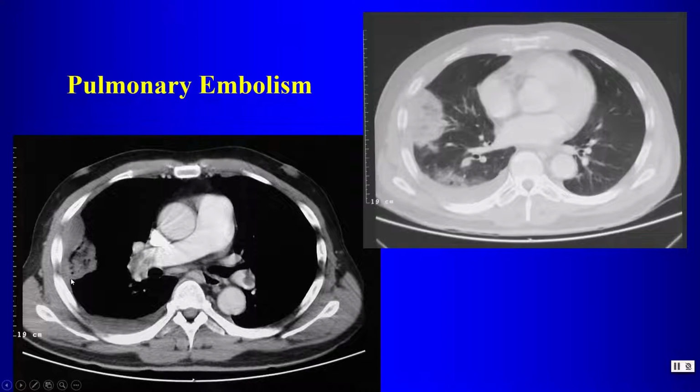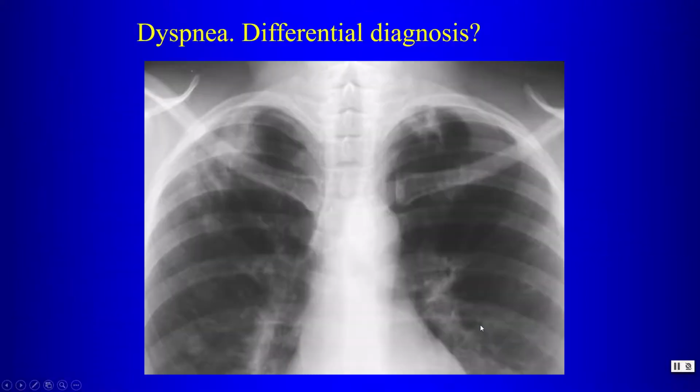This patient has a pulmonary infarct here. So that's what gives you the Hampton's hump. You can see the clots there within the pulmonary arteries in this patient.